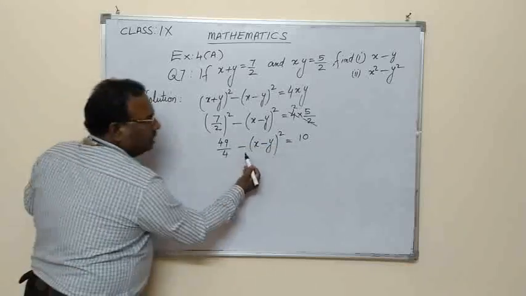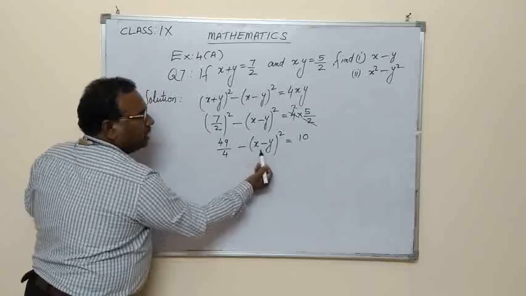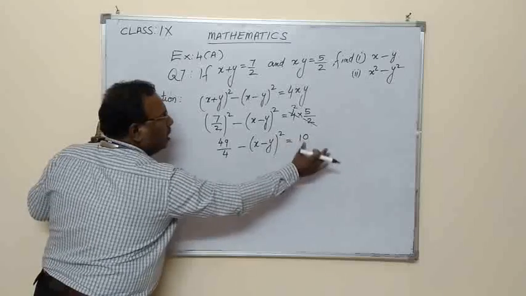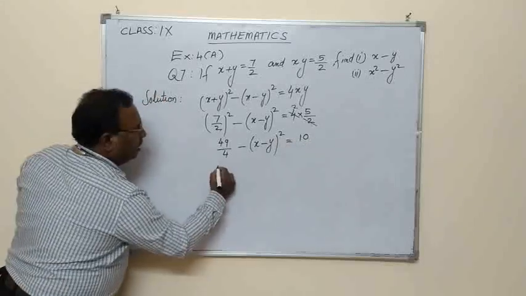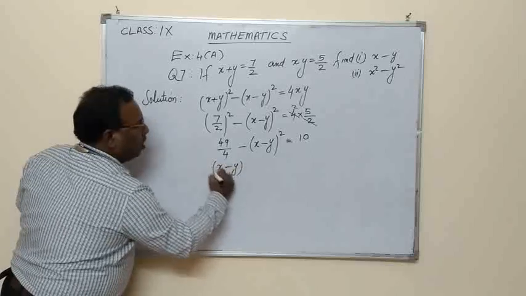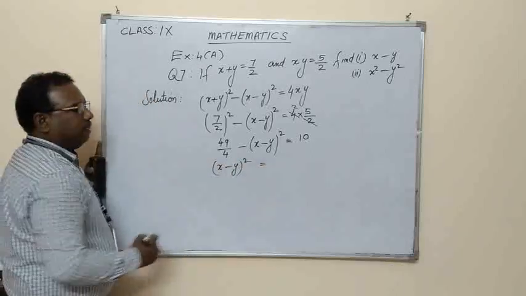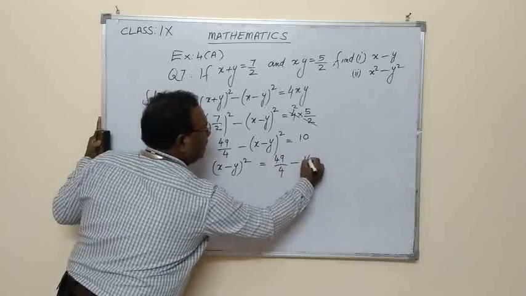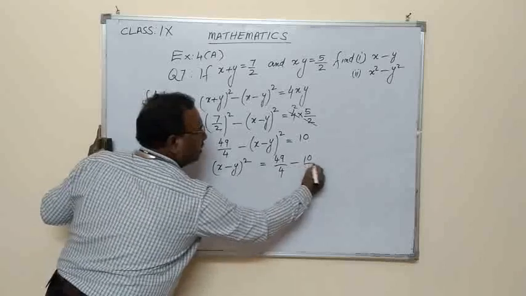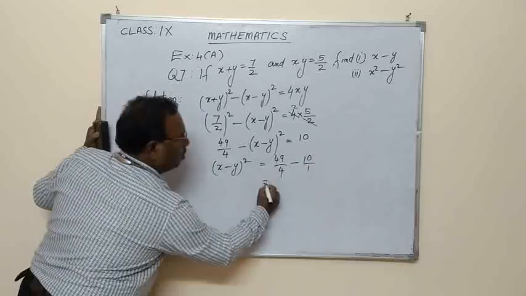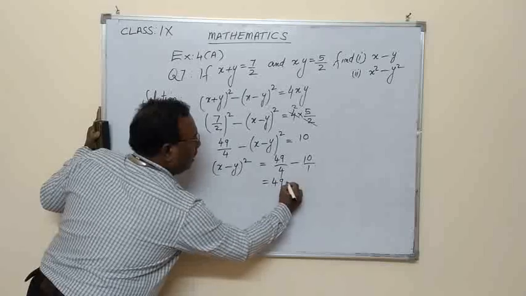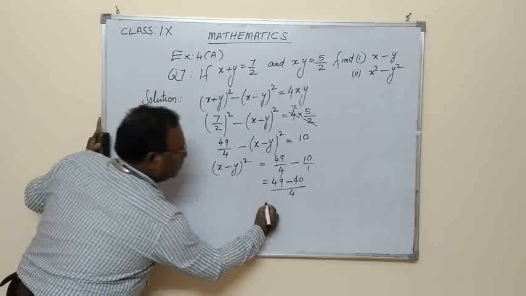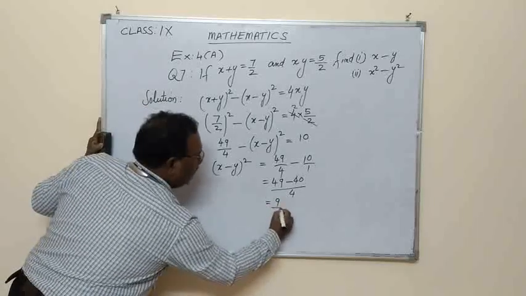Then you can notice here this is a negative term, minus (x minus y) whole square. So taking this negative term to RHS, we get (x minus y) whole square is equal to 49 by 4 minus 10. And simplify this further. It is equal to 49 minus 40 divided by 4. Again it becomes 9 by 4.